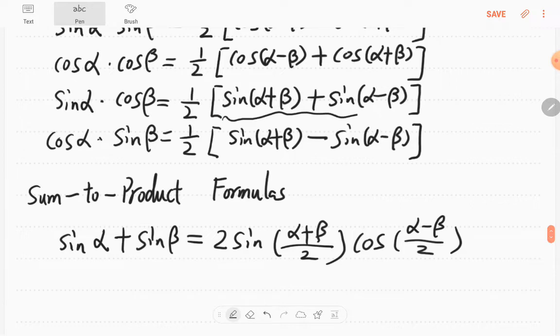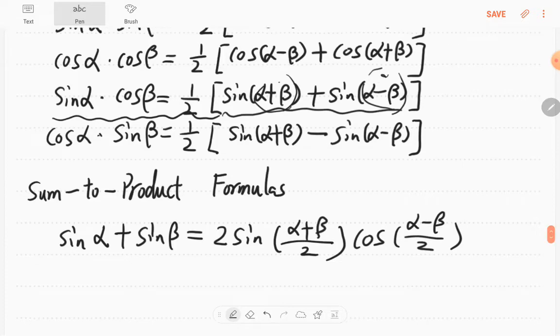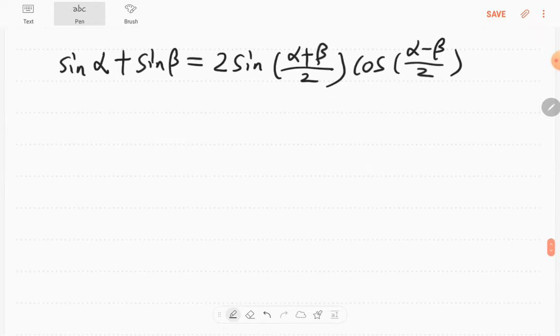So like this one, we multiply by 2, right? Then alpha plus beta becomes alpha, right? So here this position becomes alpha, this position becomes beta, right? So this alpha becomes this alpha plus this beta, then divided by 2, right? Okay.